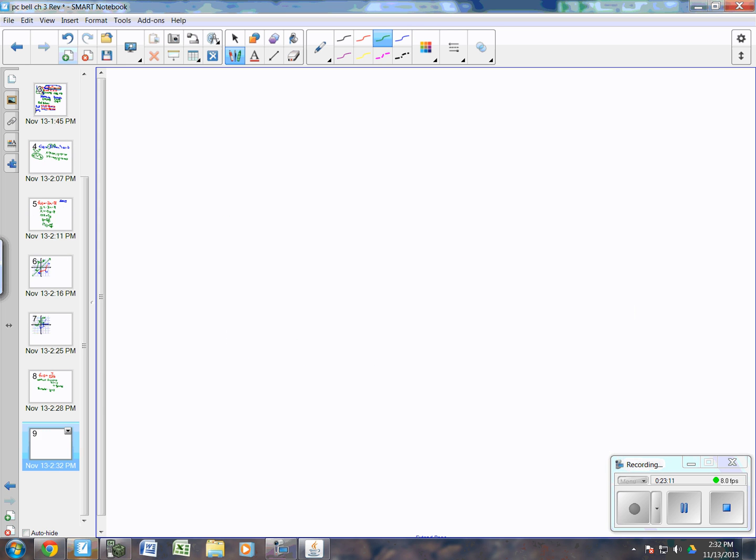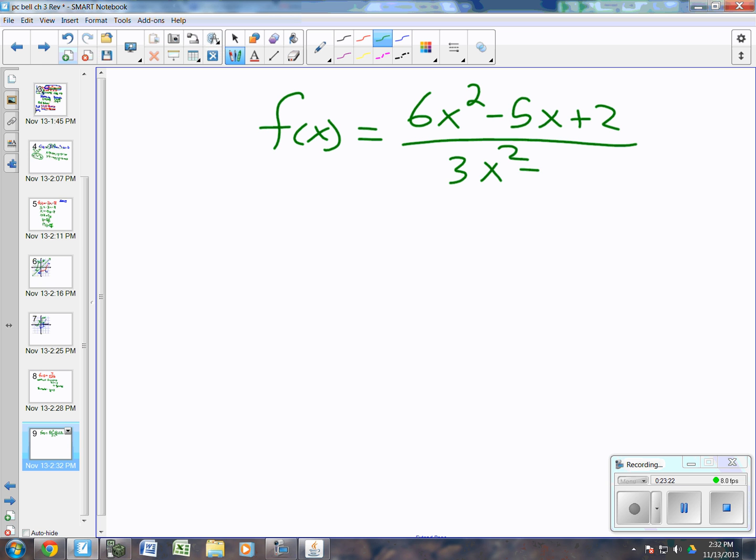Okay, next problem. Hey, you guys, hold on. I'm going to change this one. Okay, find the asymptotes of this one. What are they? Does anybody have them? That's 2 of them. You got one more. X equals 2 and y equals 3.